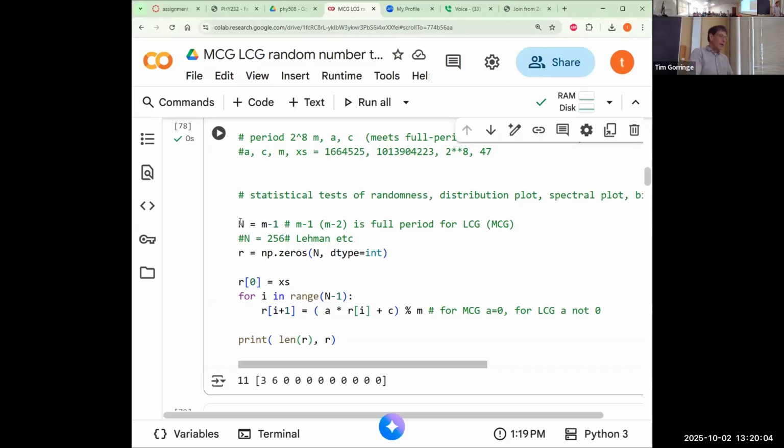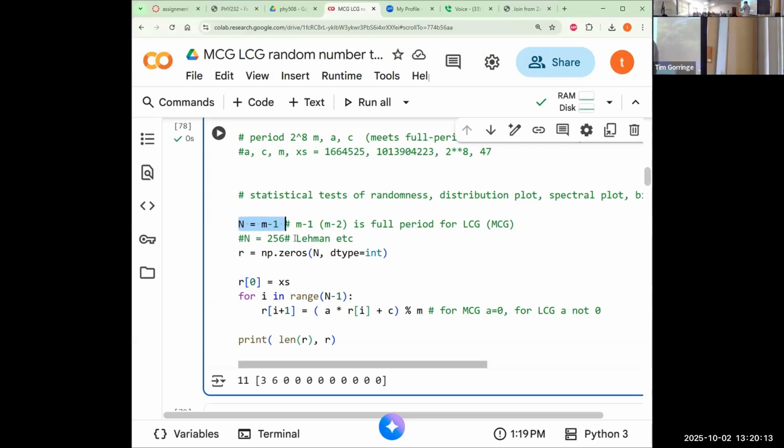I'm going to generate a period's worth of numbers in the sequence. So the numbers in modulo 12, we've got 11 possible numbers in an MCG because 0 is kind of a trap. So I'm going to run this and generate 11 numbers, simply by defining an array to hold the 11 numbers. R is my array that's going to hold the numbers that could contain a full period.